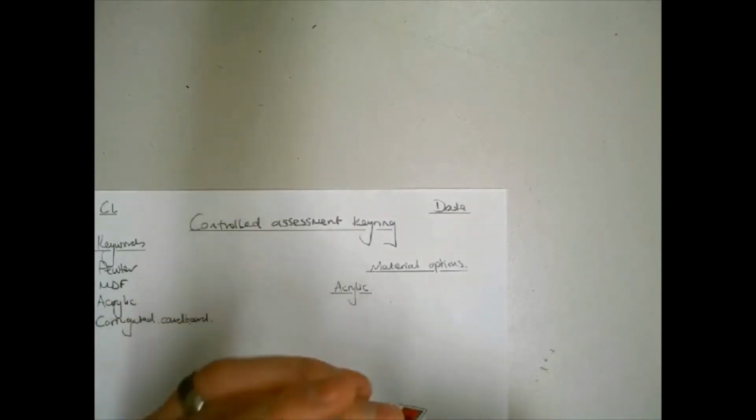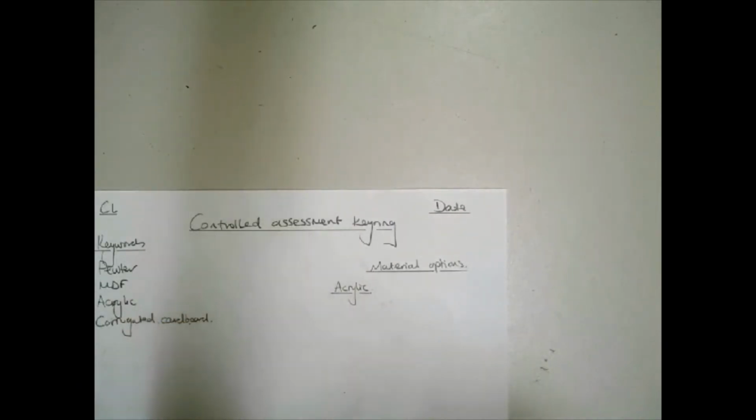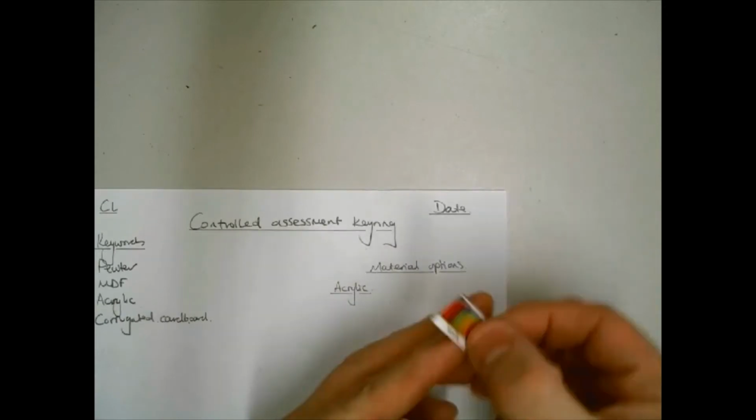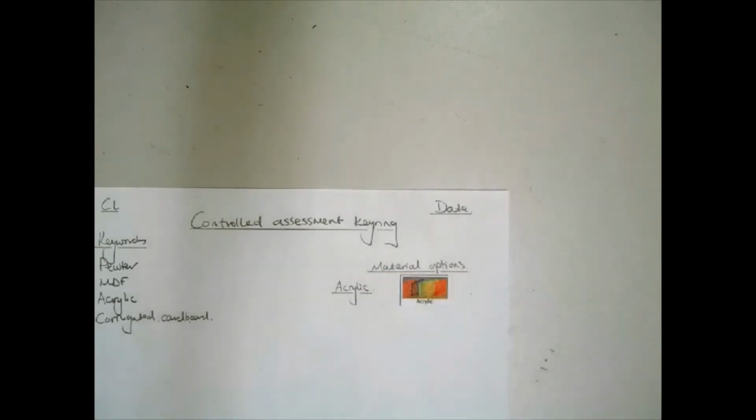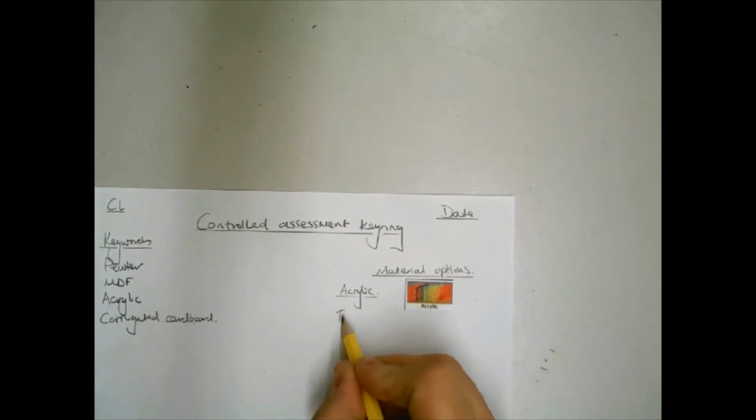It is a good idea to stick down an image or a small sample of the material to help you think about the qualities. You should try to explain the advantages and disadvantages of each material to help you decide which is best for your design.